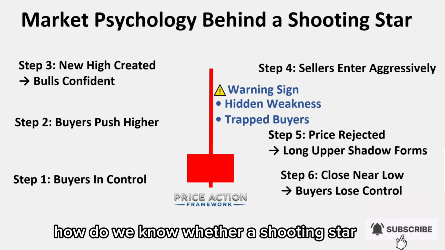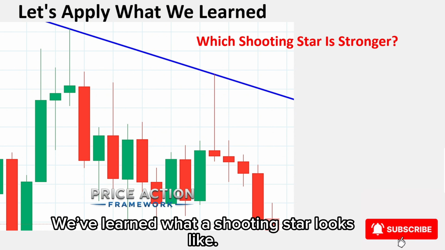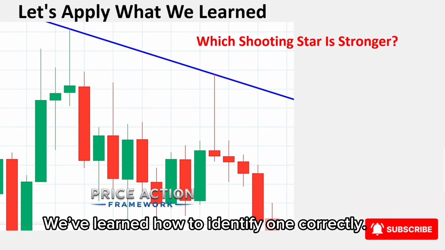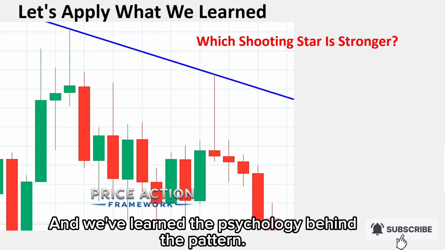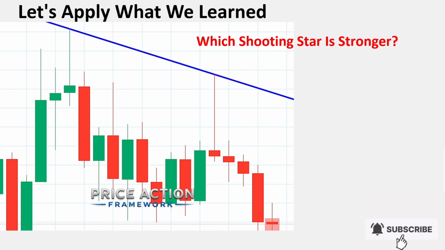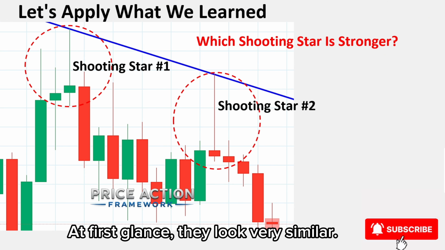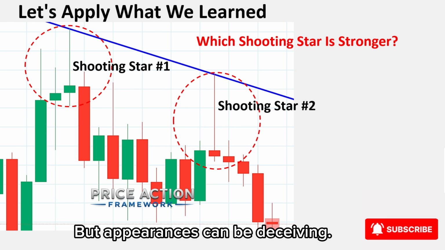So how do we know whether a shooting star is likely to work? Let's go back to the chart from earlier. We've learned what a shooting star looks like, we've learned how to identify one correctly, and we've learned the psychology behind the pattern. Now it's time to apply what we've learned. We have two potential shooting stars. At first glance, they look very similar, but appearances can be deceiving.